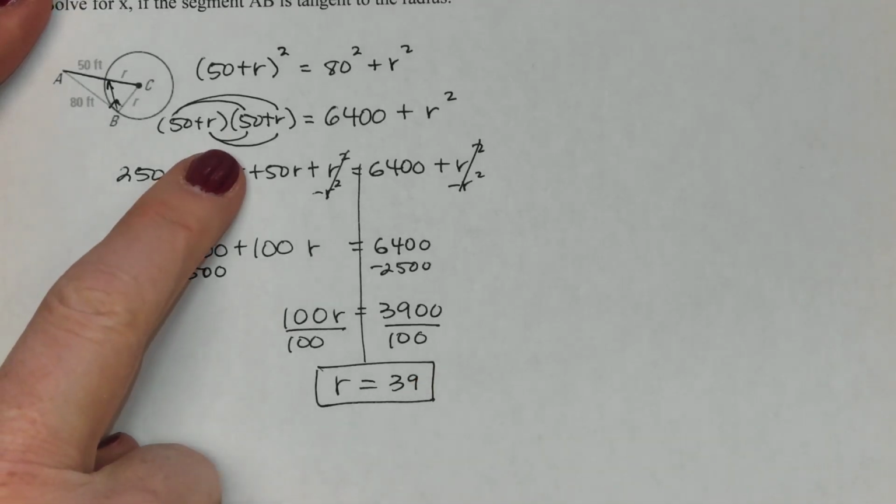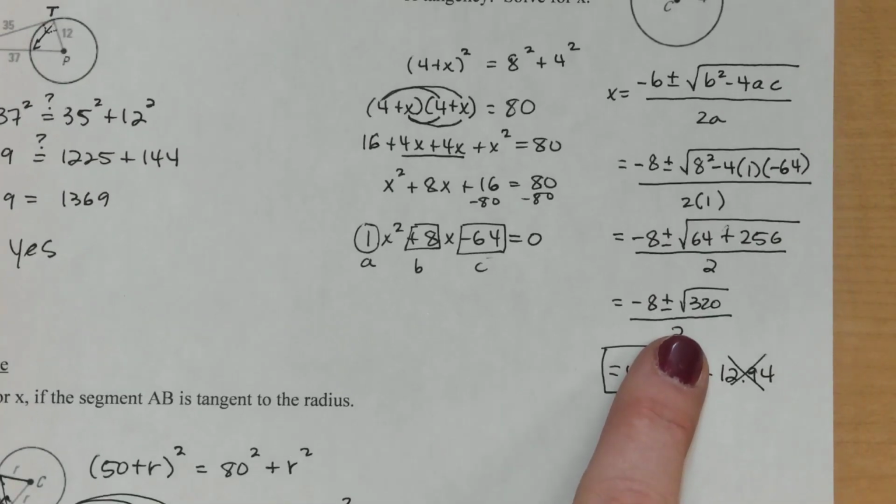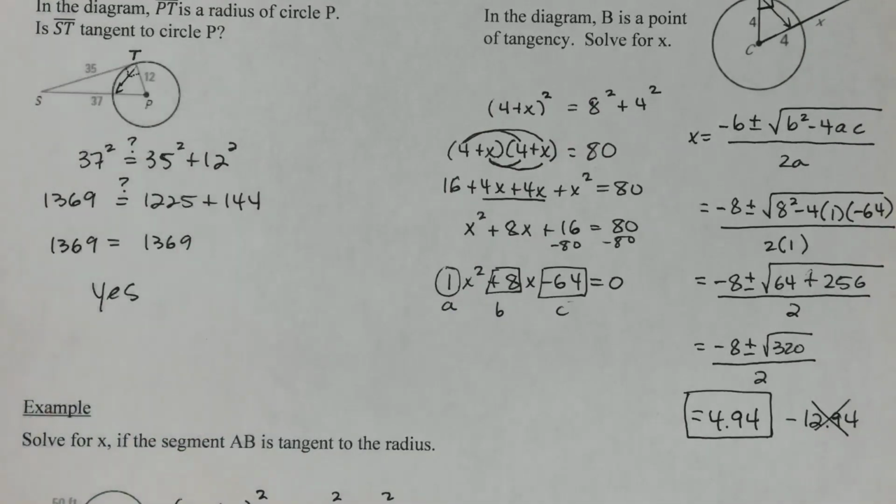So lots of practice on foiling today, remembering how that goes. A little bit of quadratic formula for one or two of them, and you're doing kind of Pythagorean's theorem over and over again today.